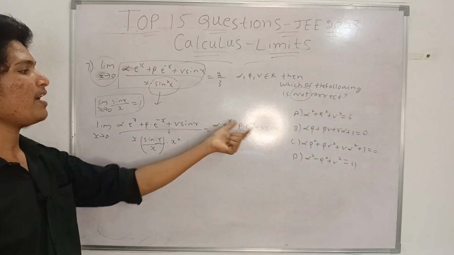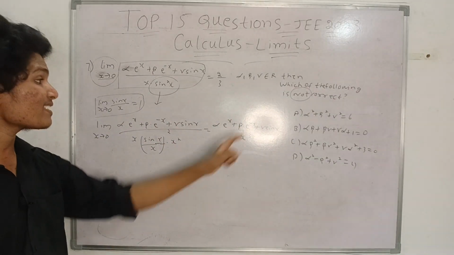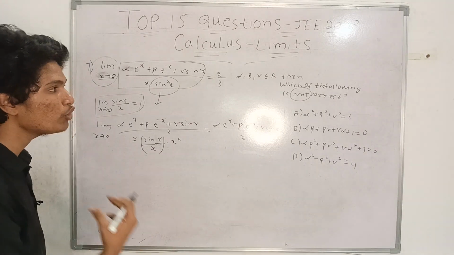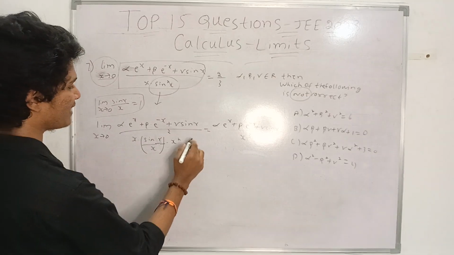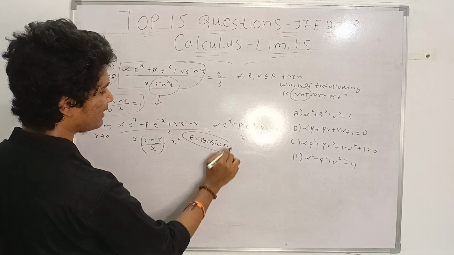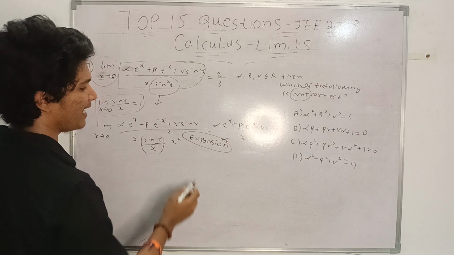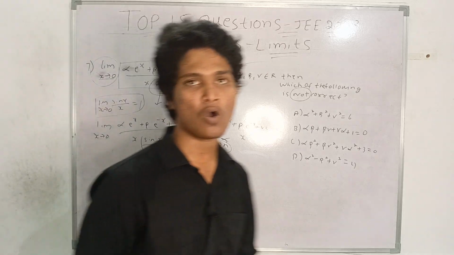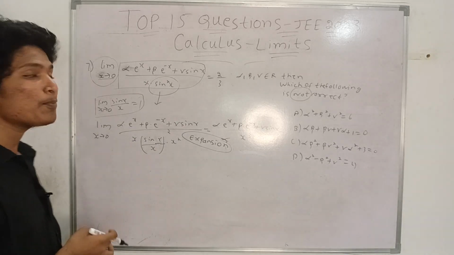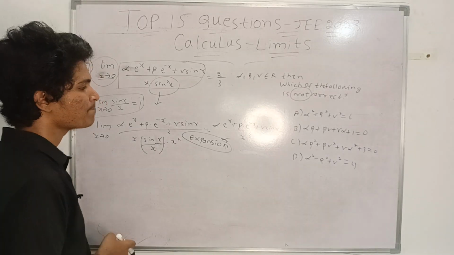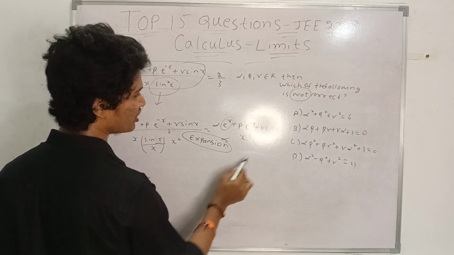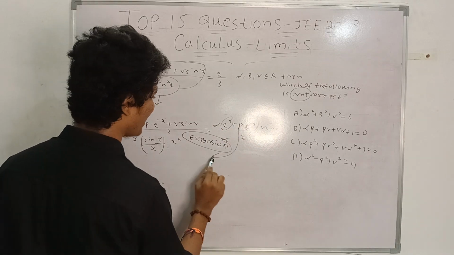Now e power x, e power minus x and sin x cannot be removed by normal methods, so we have to use another powerful tool, that is expansions. I already discussed it in the limit section. The expansions are of many types: sin x, cos x, secant inverse x, tan inverse x, sin inverse x, cos inverse x, e power x, log 1 plus x. Here we need the expansions of e power x, e power minus x and sin x.